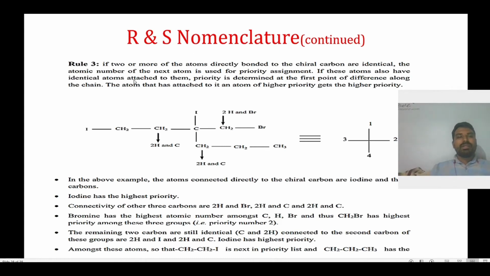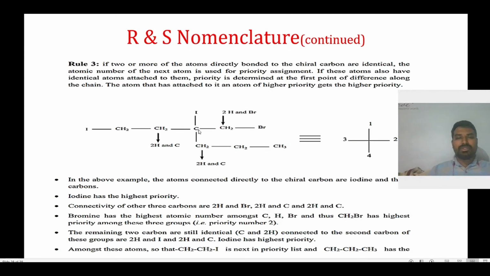Rule number 3. If 2 or more of the atoms directly bonded to the chiral carbon are identical, the atomic number of the next atom is used for priority assignment. If these atoms also have identical atoms attached to them, priority is determined at the first point of difference along the chain. The atom that has attached to it an atom of higher priority gets the higher priority.